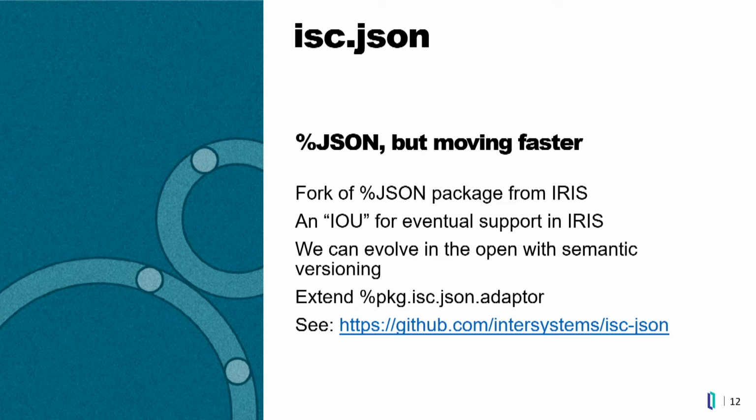isc.json is basically %json from Iris, except moving faster. It's a fork of the %json package from Iris that is blessed by InterSystems product management. I didn't just go do this and they're going to find out about it tomorrow. It's an IOU for eventual support in Iris, but what it allows us to do is evolve in the open with semantic versioning to say, maybe we made a mistake.